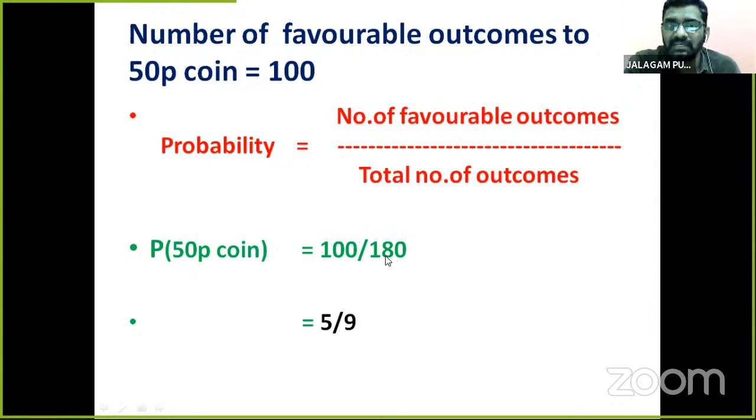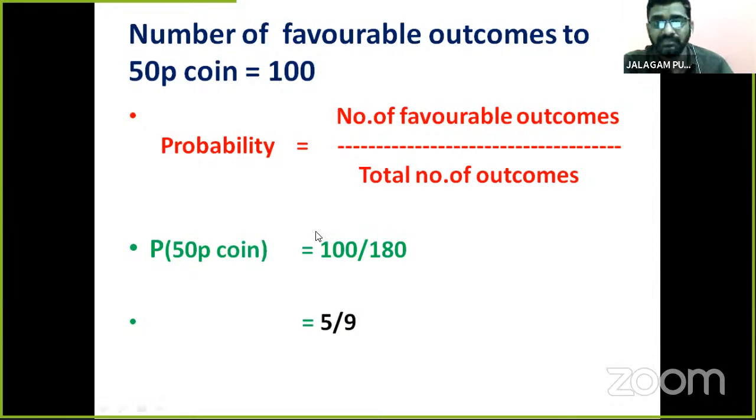The zeros cancel, giving 10 by 18. Two fives are ten, two nines are eighteen, so this is 5 by 9. So 5 by 9 is the probability of getting a 50-paise coin. The probability of a 50-paise coin is 5 by 9.